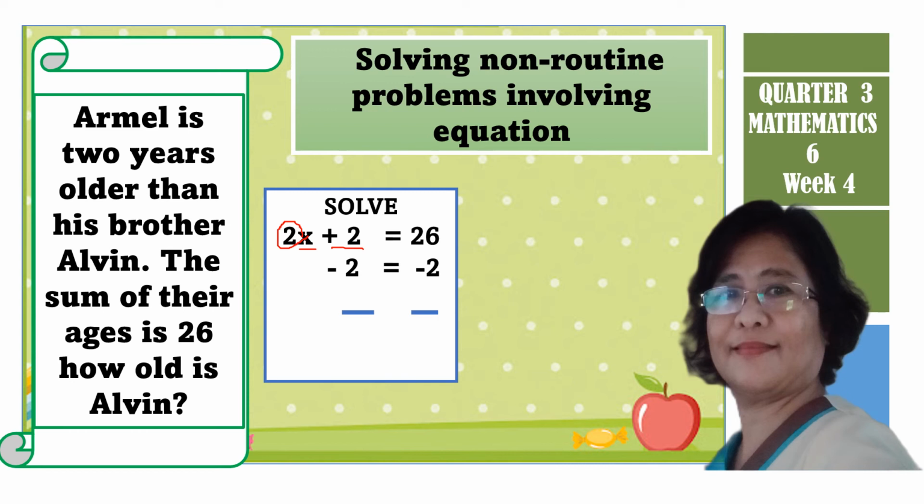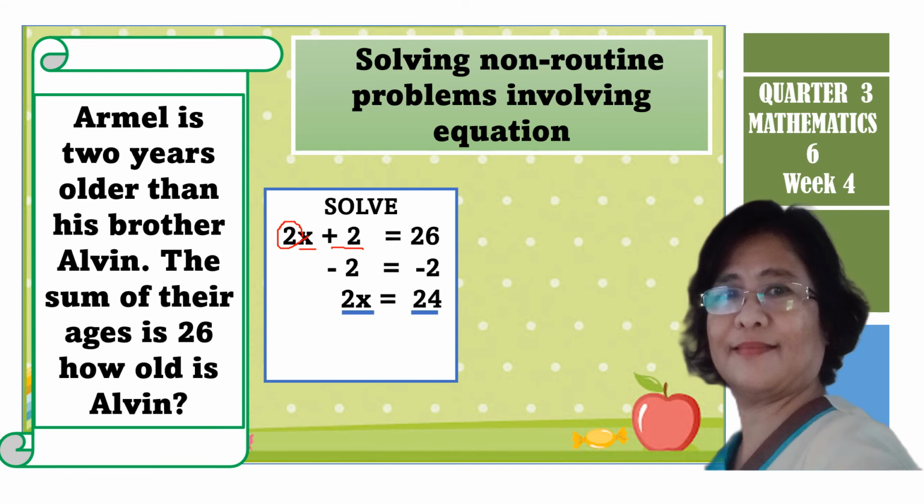So we have to add positive 2 and negative 2, the answer is 0. And then 26 minus 2 is 24. So we still have 2x = 24.